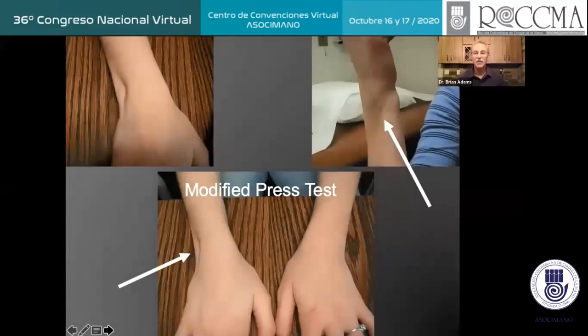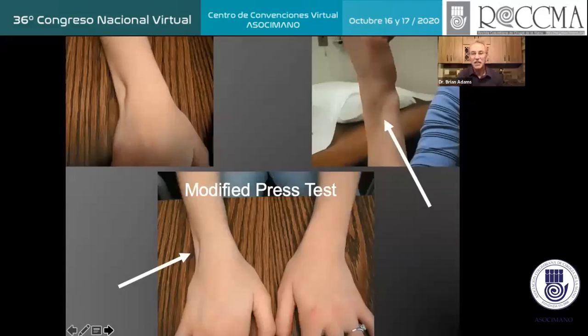In my practice, I really rely on dynamic testing for unstable DRUJs. I think we're often relying heavily on our piano key test and a passive manipulation of the distal radial ulnar joint. But I think it's more important to actually have the patient show dynamic instability, because this represents more of their actual symptoms. And then here you see what I call the modified press test, in which the dimple, if you will, shows up over the ulna, because the radius is being forced dorsally and the ulna into the table.